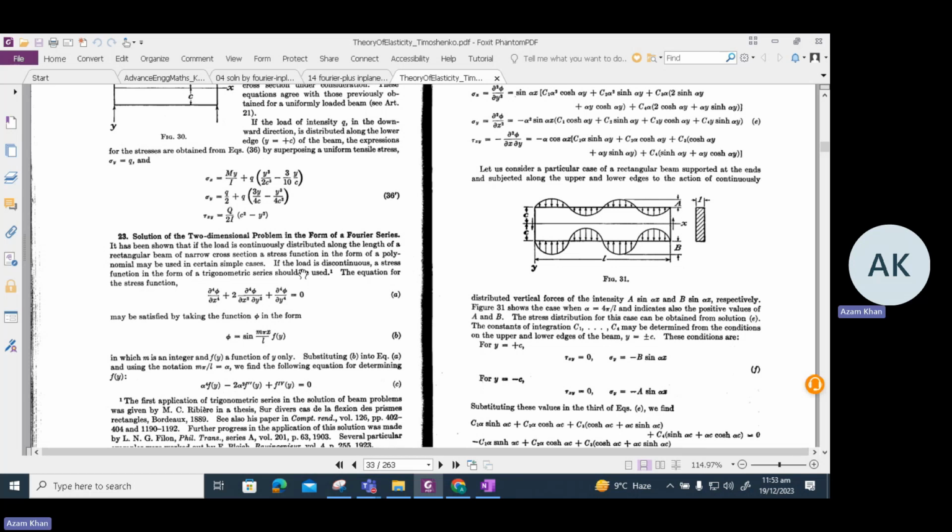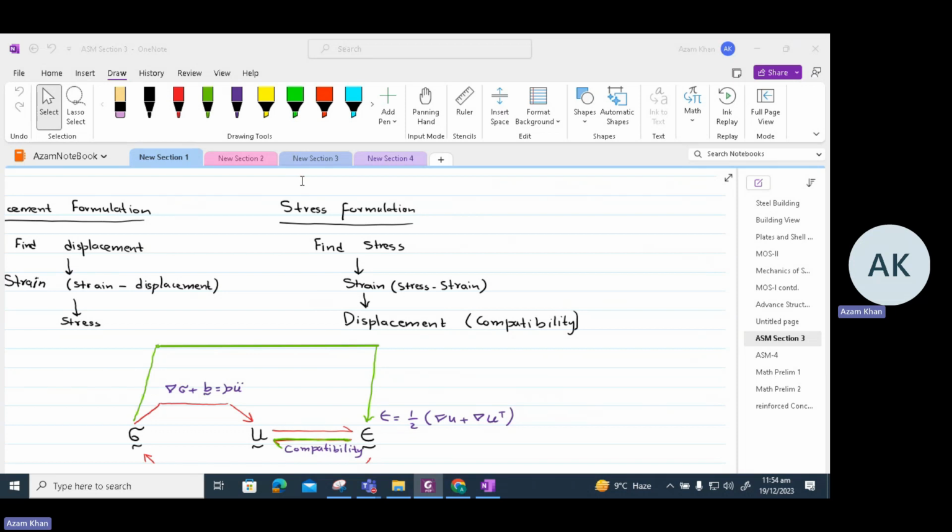We will now discuss solution of two-dimensional problems in the form of a Fourier series. This discussion is in the continuation of plane stress problems. We will try to employ stress formulation. The previous two examples of simply supported beam and a fixed-ended beam were solved using polynomial functions.